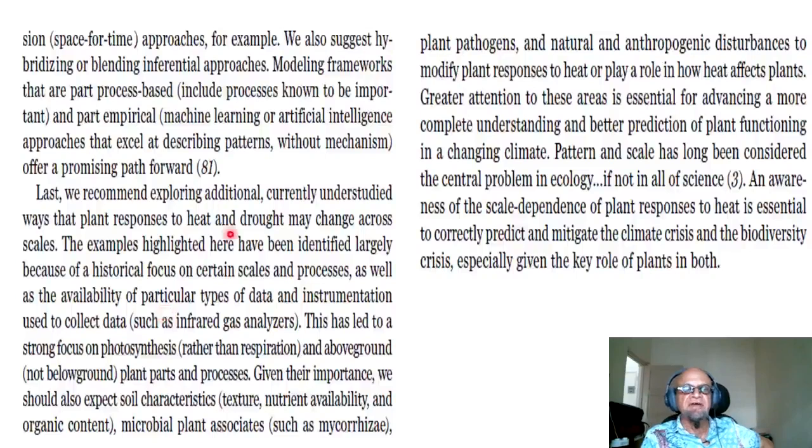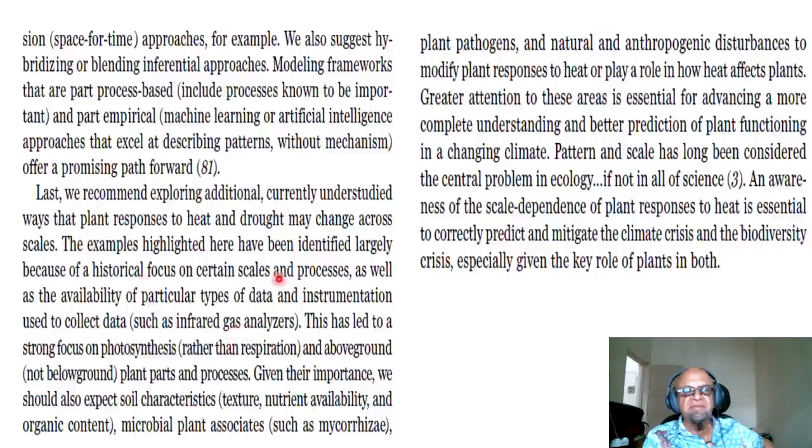Lastly, we recommend exploring additional currently understudied ways that plant responses to heat and drought may change across scales. Okay, so those are often called compound events. So you may get a heat wave, and depending on when it occurs, it may have very different impacts in terms of spatial and temporal scales, or what response is elicited in the plants from molecular to biosphere. So if you have a drought going on and the heat wave comes in at that time, it will obviously exacerbate many things, including vapor pressure deficit and so on.